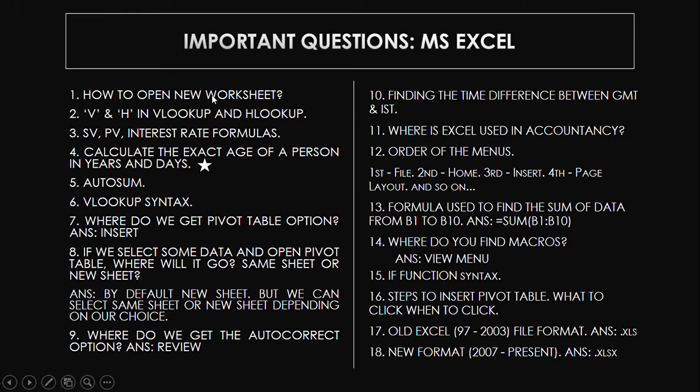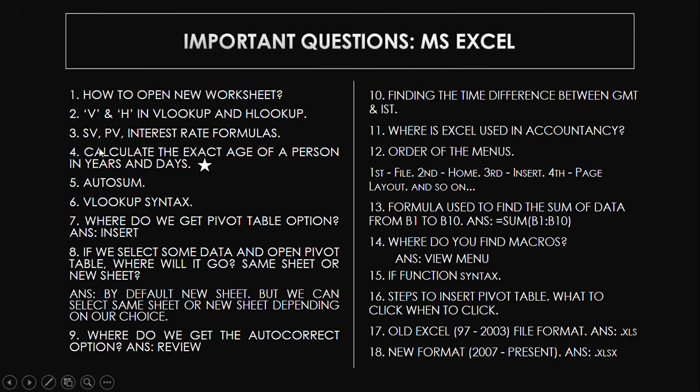Okay, so for each and every option, they will give you different scenarios, and then you have to basically select the correct scenario. And this is a pretty commonly asked question this time. What does V and H stand for in VLOOKUP and HLOOKUP? So the answer is basically V is vertical and H is horizontal. That's it. Now the SVPV formula, interest rate formulas, this is very important.